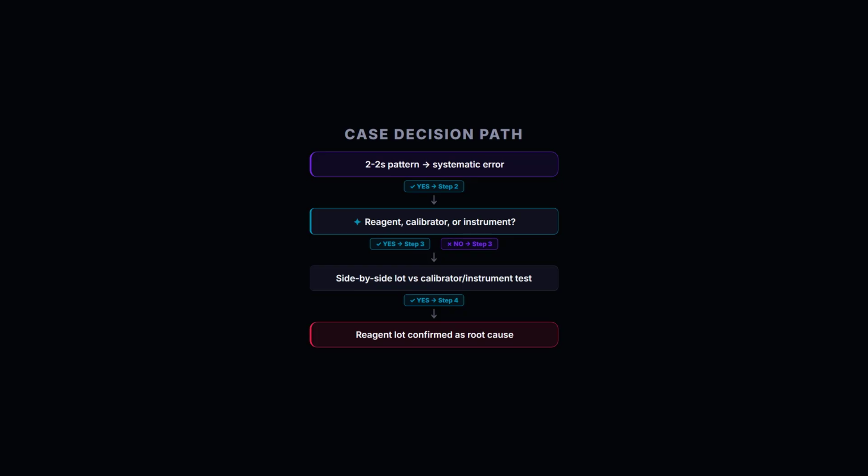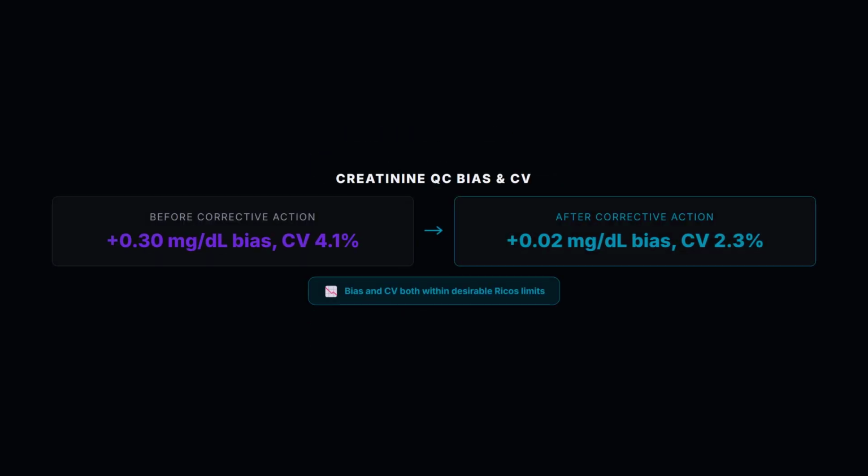Everything else stayed constant. Before the corrective action, mean bias sat at plus 0.3 milligrams per deciliter with a coefficient of variation pushed outside the desirable limit from the RICOS biological variation database. After lot re-verification, bias returned to essentially zero and CV settled back within the desirable specification. Objective numeric proof the fix actually worked.